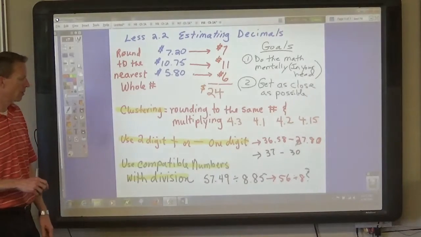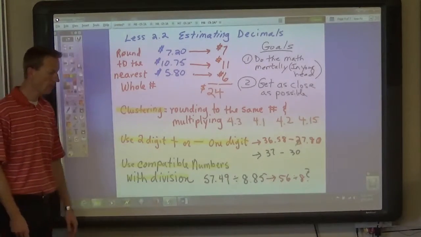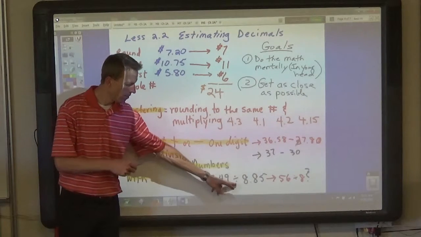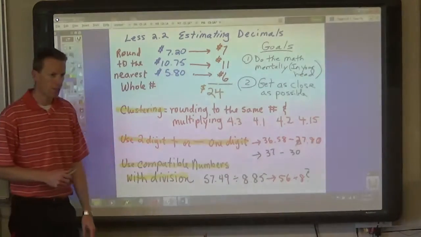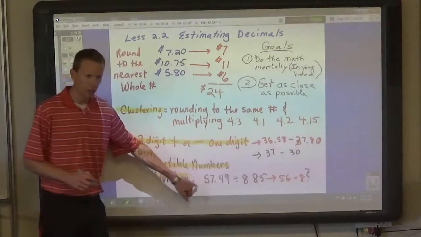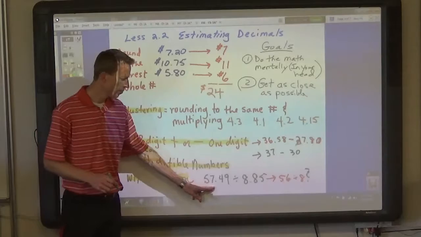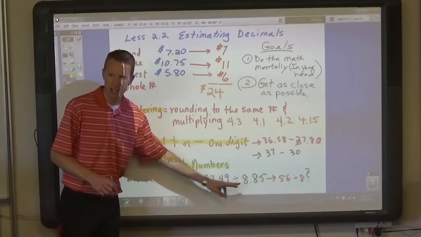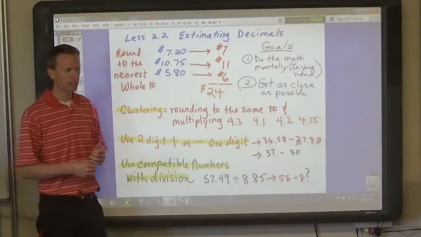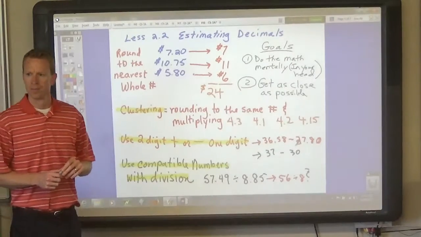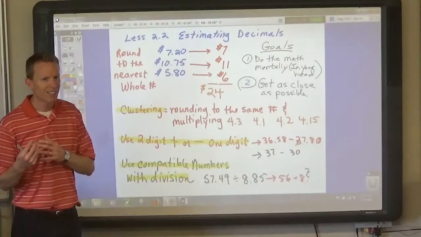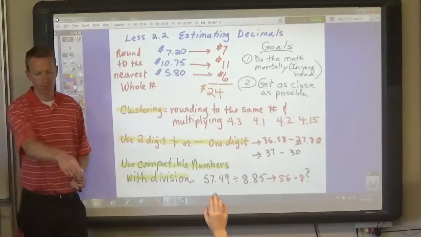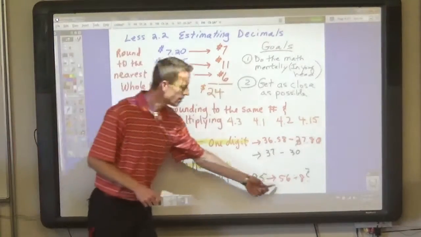How about compatible numbers? When you're using division, you have to use compatible numbers. So look at this example. 57 49/100 divided by 8 85/100. Now, if we just use regular rounding rules, we probably round this to 60 divided by 9. But are those compatible? Does 9 go into 60 evenly? No. What numbers go in evenly that are close to these numbers? Yeah, 56 divided by 8 is 7.